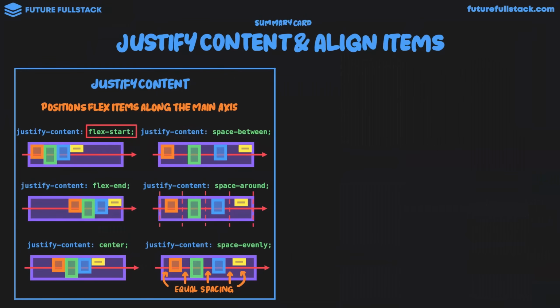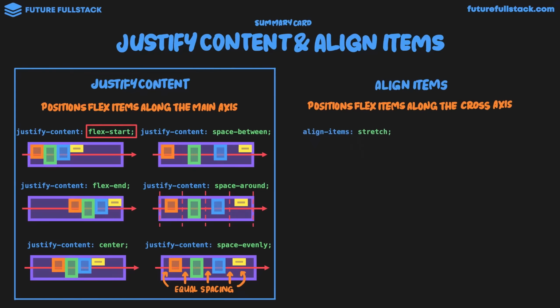So let's wrap this chapter up by adding to our summary card, justify content and align items. In this chapter, we looked at align items, which positions flex items along the cross axis. We saw there were 5 values. Align items stretch, which was the default value. We have our container, our main axis running from left to right, which means our cross axis is running from top to bottom. If our flex items are just content, like text, with no fixed height, the default behavior is that they'll stretch along the cross axis.